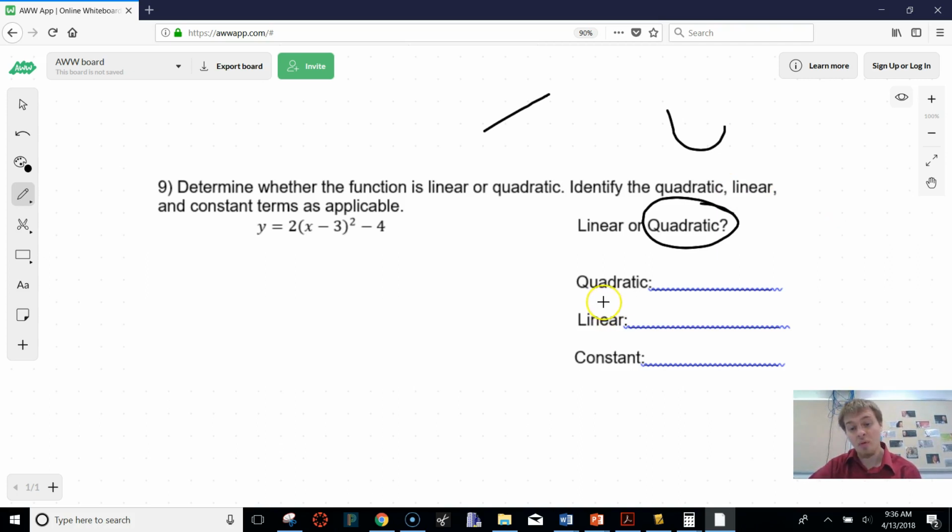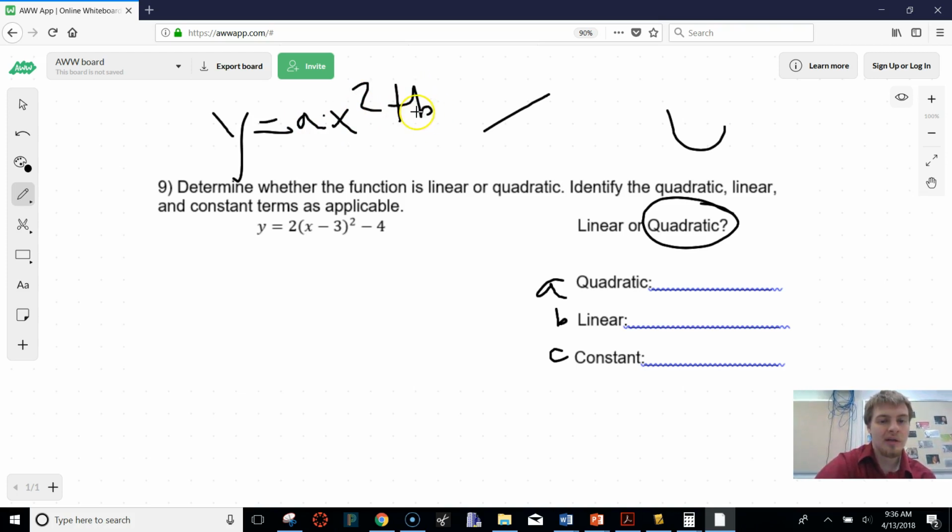Now, when they talk about the quadratic, linear, and constant term, this is my A, this is my B, and this is my C. And normally we have it in this form. Now you might go, well, how is this form different than the other form? The difference is this right here is in vertex form, and we would like it in standard form. So we have these parentheses, and we don't want the parentheses there.